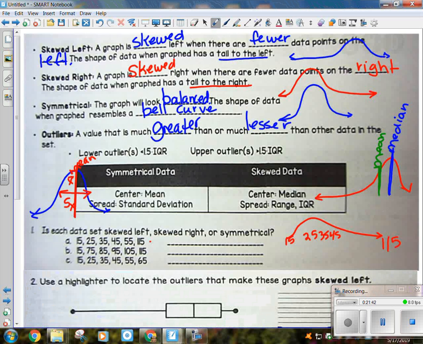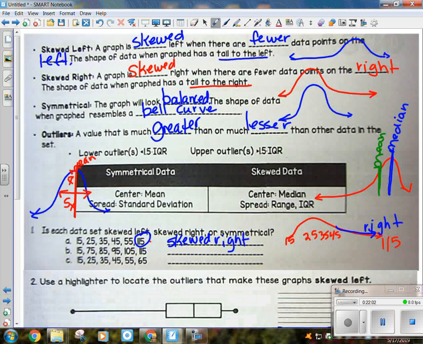So it looks to me like it's got a tail that's going out to the what? It's going out to the right. So number one, we would have to say is skewed to the right because it's got that one number on the right-hand side of the data, way over there.